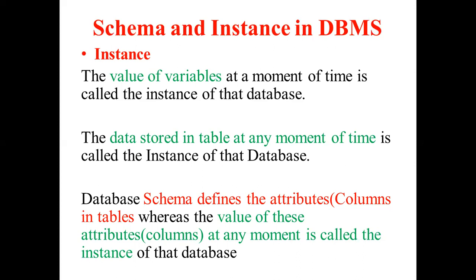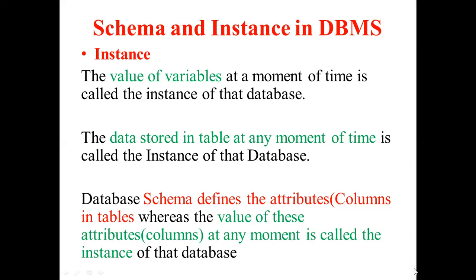We are changing the different kinds of variable values. For example, at a particular instant, I am giving the variable value a is equal to 10. And tomorrow, I am saying that the variable value is something different, a is equal to 25. So that is the instance at that particular time. The data stored in a table at any moment of time is called an instance of that database.